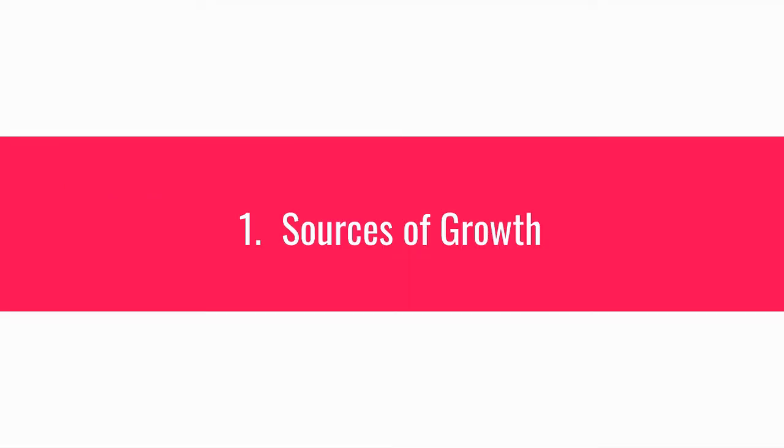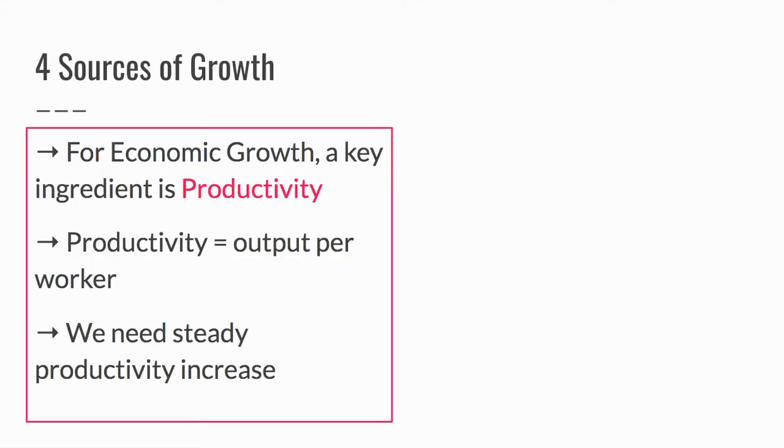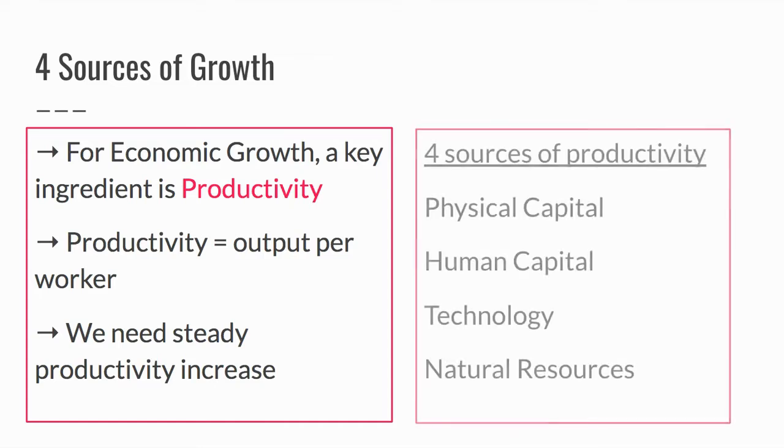We begin with sources of economic growth. For economic growth, a key ingredient is actually productivity. Productivity is measured as output per worker. So in order to have economic growth, we need a steady increase in productivity. So rather than talking about sources of economic growth, we will actually talk about sources of productivity, which cause growth. They're listed to the right, and I will go over each one in turn.